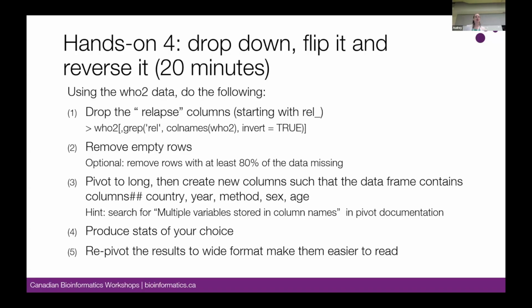Then we want to remove empty rows. If you feel confident, you can try to only remove rows that have at least 80% of the data missing. But again, this is advanced. And then try to pivot the data frame to change the columns and rows such that we now have country, year, method of sampling, sex, and age.